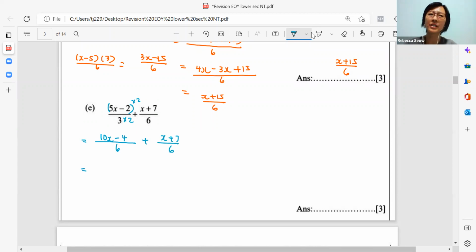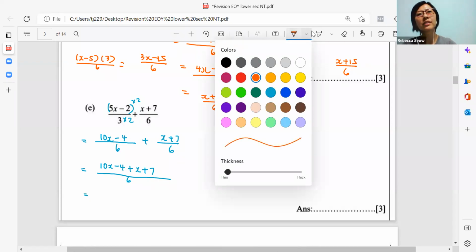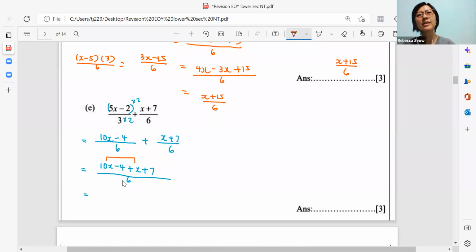Okay, now with the denominators being the same, we can combine both fractions into one. Okay, are there terms that can be further combined? So you realize, okay, we have a 10x and we have an x, so that gives us 11x. We have minus 4 and 7, so that gives us positive 3 out of 6. Okay, so this would be the answer.